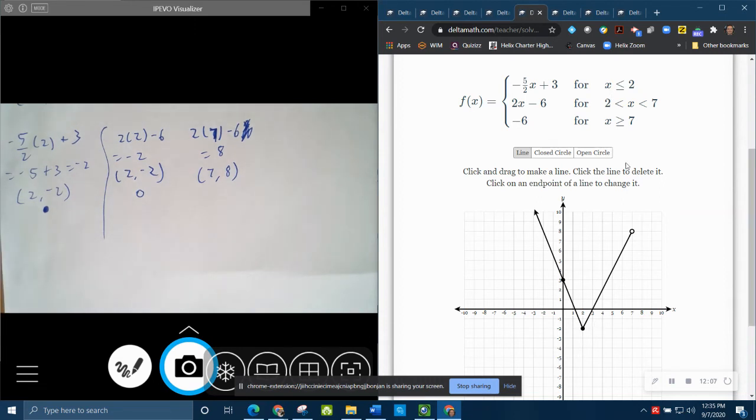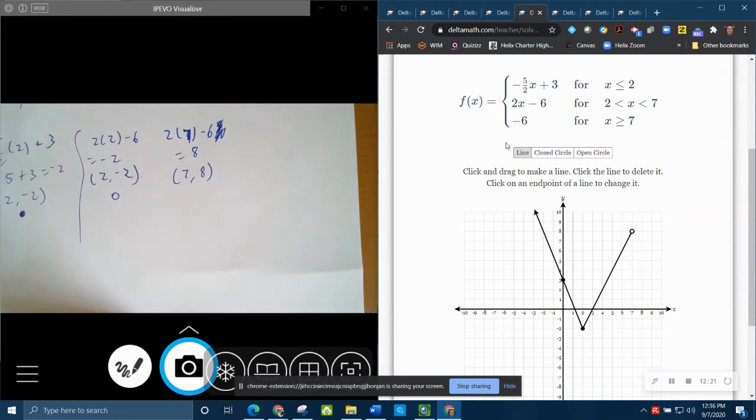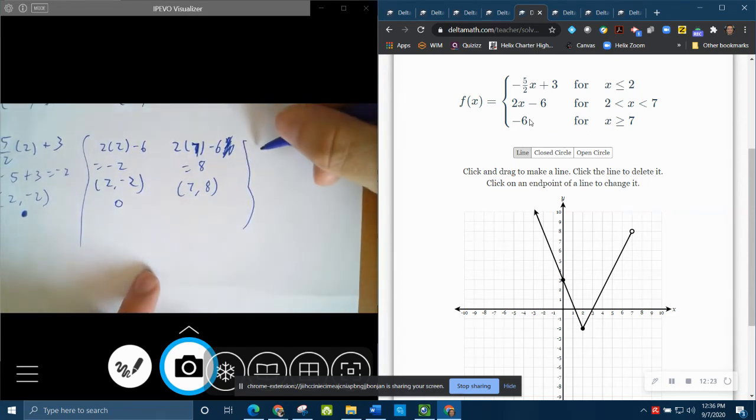Okay. All right, now what about this one? This one just has negative 6. There's no x there for this third rule right here. So if I try to take 7 and plug it in, there's no x. What this is, so f of x equals negative 6 is what we're looking at right here. Well, that's the same thing as y equals negative 6.